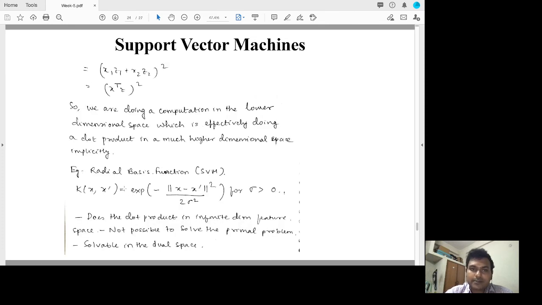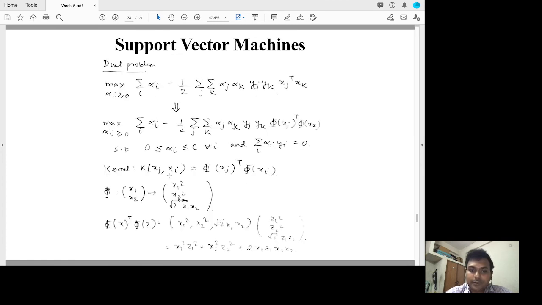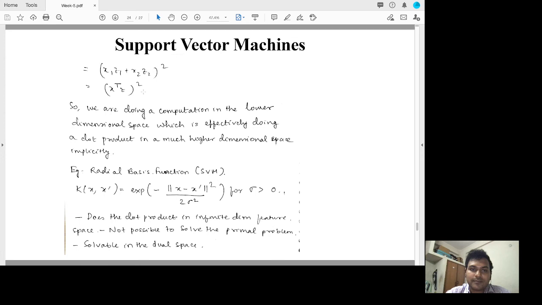All you are doing is x transpose z and taking a square or taking a power d. You could write the mapping out here because you were going from 2 to 3 dimensions. If I ask you to go from 2 to 5 dimensional or 2 to 6 dimensional, you won't be able to write it. But here you can just take x transpose z and take a power 6. You are actually doing something in the 6 dimensional space.